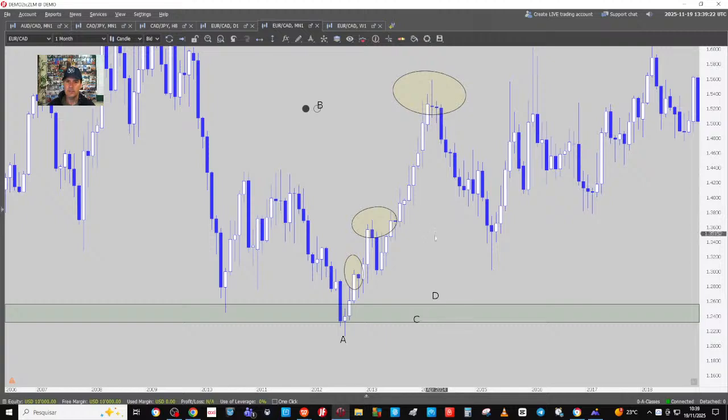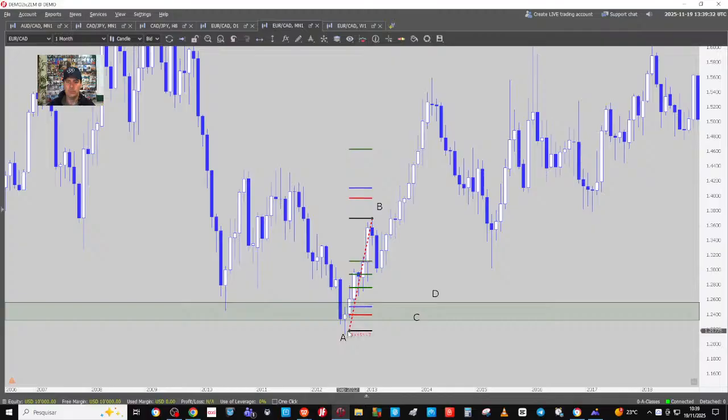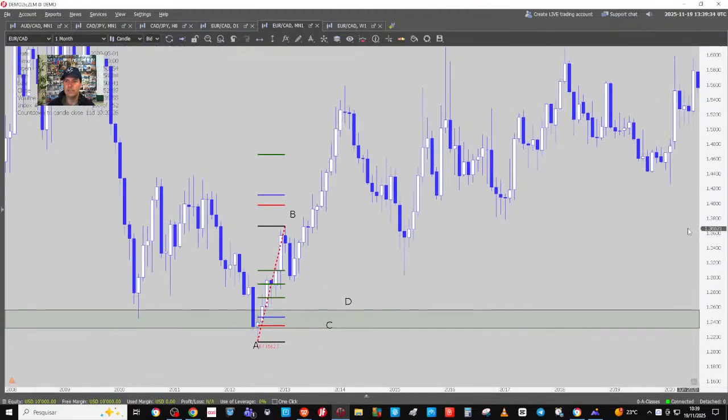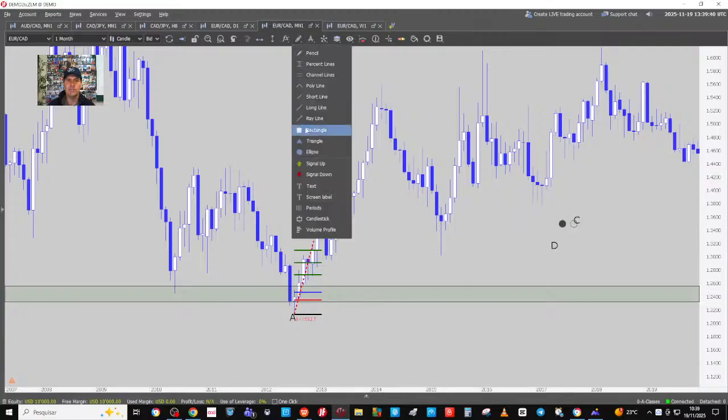The second, alright, so no-brainer, we've learned all of this, attention to the detail. Alright, AB. So we're going to extend the Fibonacci tool, alright, ABCD. Now which one is the C, everybody?